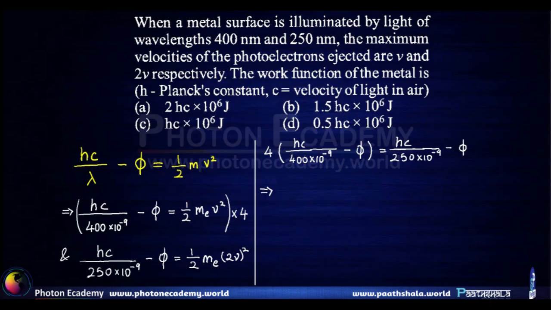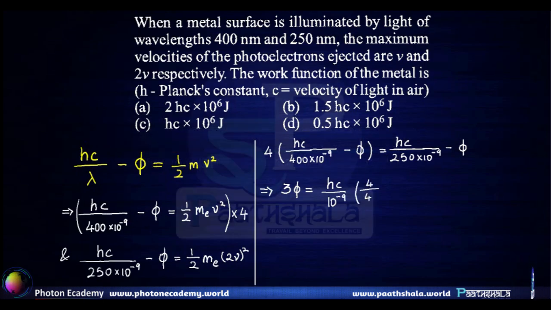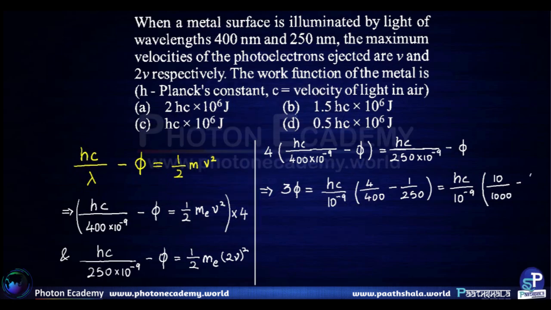Taking the hc terms on one side and the phi terms on the other side, we have 3 phi is equal to hc by 10 to the power minus 9 into 4 by 400 minus 1 by 250, which is the same as hc by 10 to the power minus 9. 4 by 400 is 10 by 1000, and 1 by 250 is 4 by 1000.